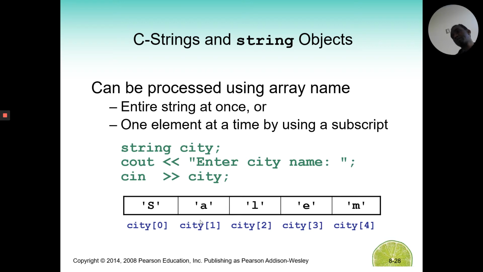So you have C-strings and string objects, which can be processed using the array name, the entire string at once, or one element at a time by using a subscript. So string city, you enter the city name, and then you can read that city, for example Salem. Each character would be assigned to an index.